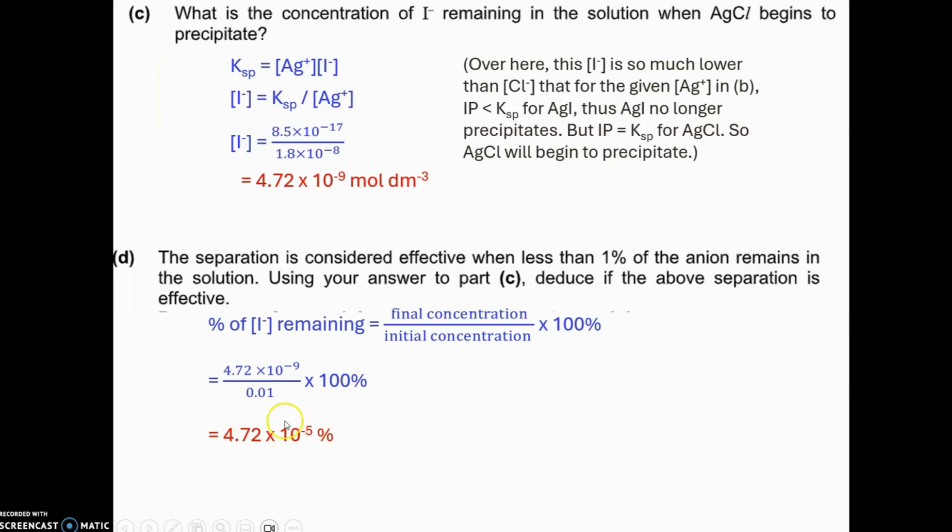So this value tells us that virtually all of the iodide ions have been removed by precipitation with silver ions. There is only a very, very low proportion of iodide ions left. And since this value is much less than 1%, we can conclude that the separation was effective.